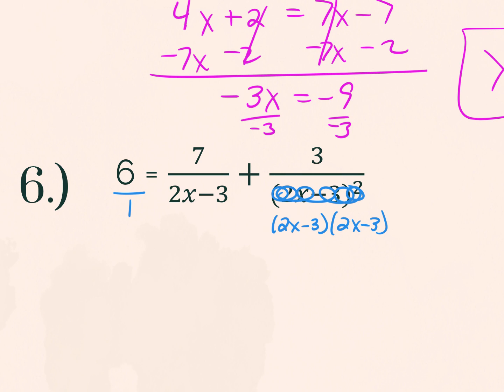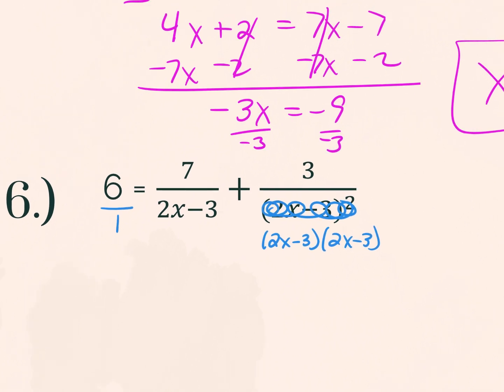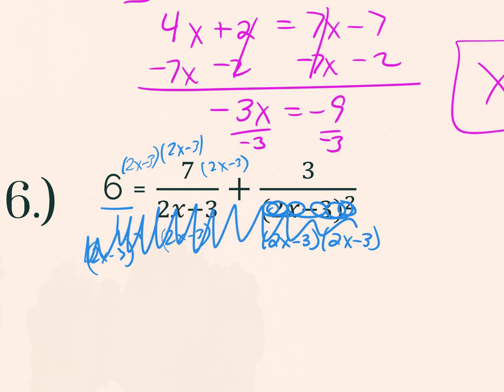So when I go through and figure out what each fraction has and what it needs, what is the 6 missing? 2x minus 3's. I agree. So if I multiply the bottom here. What is the second fraction missing? 2x minus 3. Agreed. And what does my third fraction need? Anything? No. Okay. So my denominator is the same. I can get rid of it.